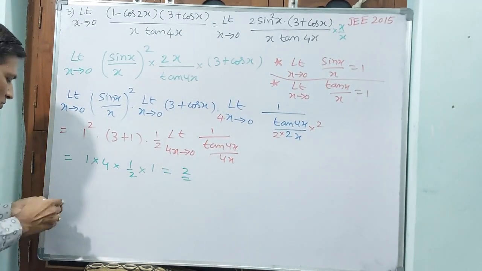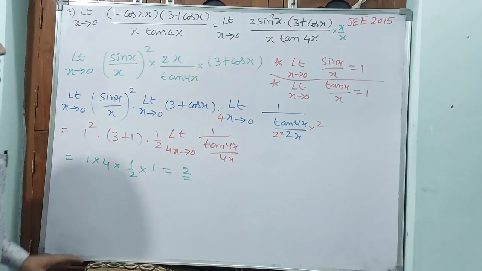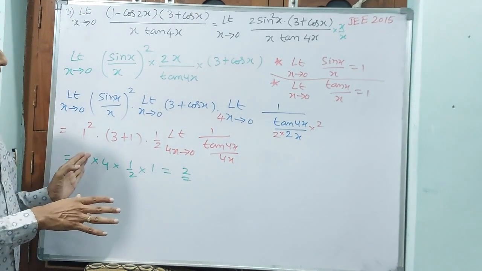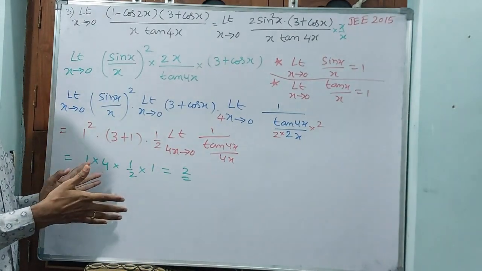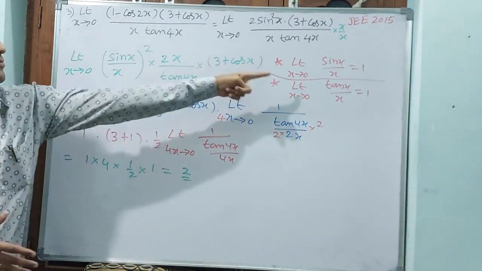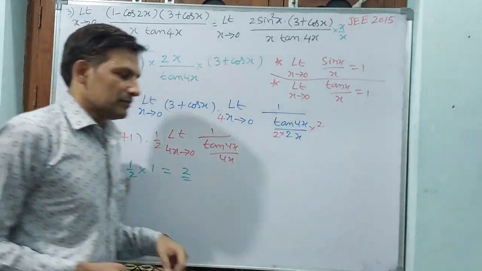That's all. Why? Because 2 times it will divide. Okay? See, very much slowly I have told this. Next time I am not going to tell this so slowly. Why? Because you have to get habituated to this formula. Let us go for the next question.